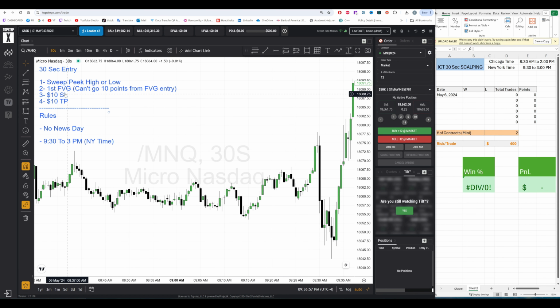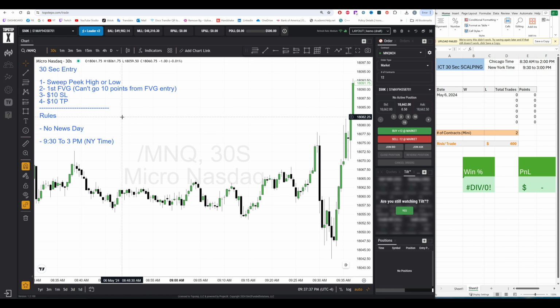How to trade the strategy: I'm looking for a really good high, an important high or an important low off of the 30 seconds chart. I want to see a sweep, and then I'm entering off of the first fair value gap in the leg that it will create, and I'll put my limit order in for 10 points stop loss and 10 points take profit. And if the price goes 10 points before retesting that fair value gap and getting me in, I'm not interested in it anymore, and it's going to be considered as invalid setup.